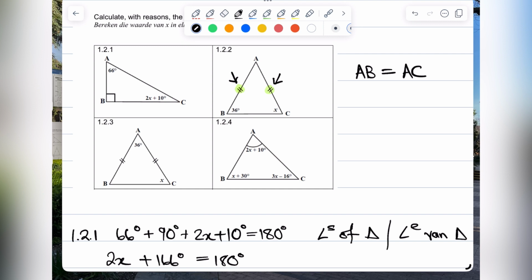And then, of course, we know it follows that the base angles, which would be angle B and angle C, are equal to each other. Ons weet dat die basishoeke, die hoeke hieronder, hoek B en hoek C, is gelyk aan mekaar. So ons weet dat hoek B is gelyk aan hoek C. En dit is omdat hierdie is 'n gelykbenige driehoek. So isosceles triangle, gelykbenige driehoek, ABC is gelykbenige driehoek. En ons weet dan dat hoek B is gelyk aan hoek C, so dit is waar ons afskop.